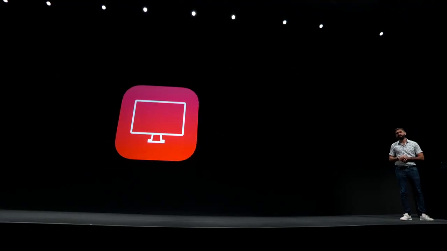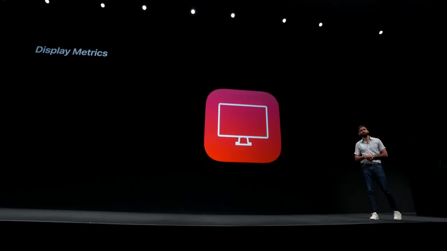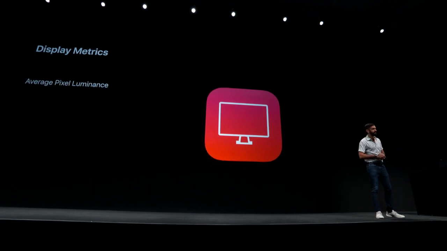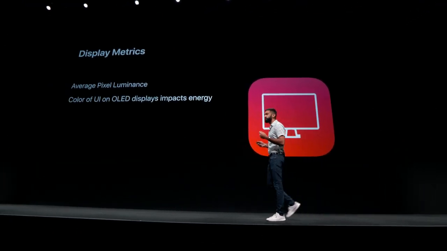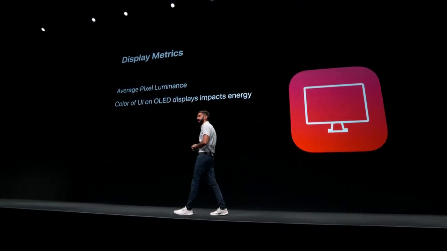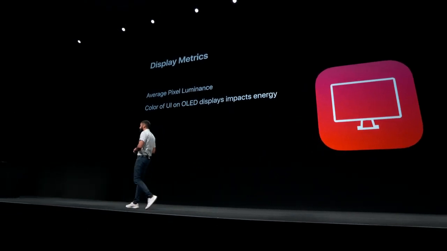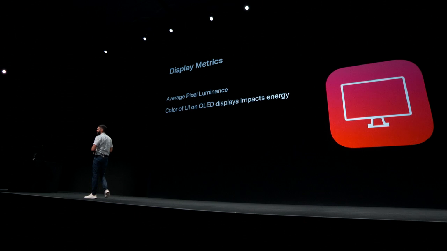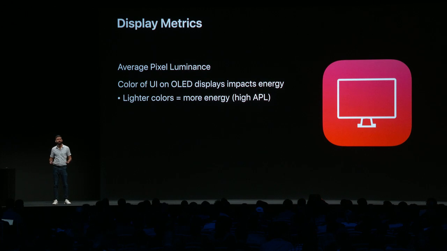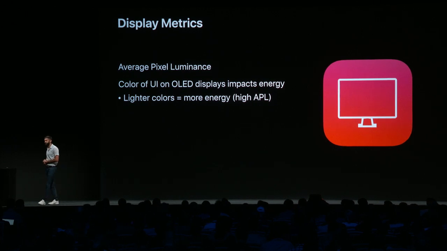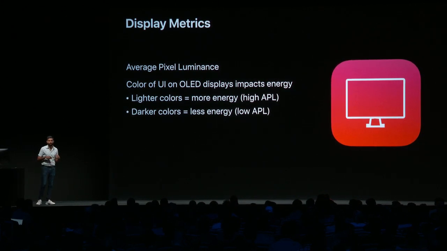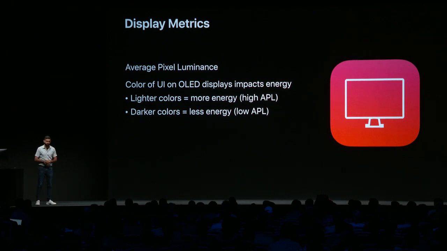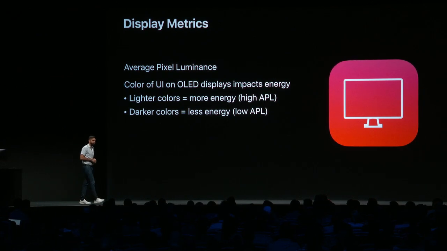Next, we're providing display metrics. And this year, we're giving you a variety of display metrics, but I want to talk about one in particular, called average pixel luminance. On newer OLED devices, such as the iPhone X and XS, the color of your UI in your application has a direct impact on the amount of energy that you consume on the display. And we represent this through a metric called average pixel luminance, or APL. And in a nutshell, the lighter colors that you use in your UI, the more energy you'll consume on OLED devices. And this is what we call a higher APL. And the darker colors you use in your UI, this is what we call a lower APL, and this will consume less energy. So keep an eye on average pixel luminance this year.